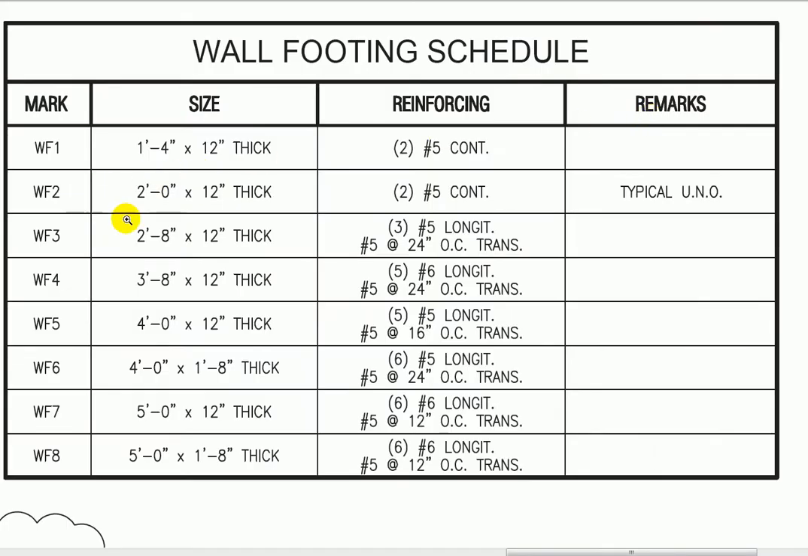So wall footing 2: 2 feet wide, 12 inches thick. It has 2 number 5 bars continuous. Continuous means they put the bars in and they have to put lap splices, and again the distance in the lap splice will be told by the drawings, by the specifications. And then here it says typical unless noted otherwise. So if there's a footing that's not labeled on the drawing, the contractor knows to use this one unless it's noted with one of these other indications.